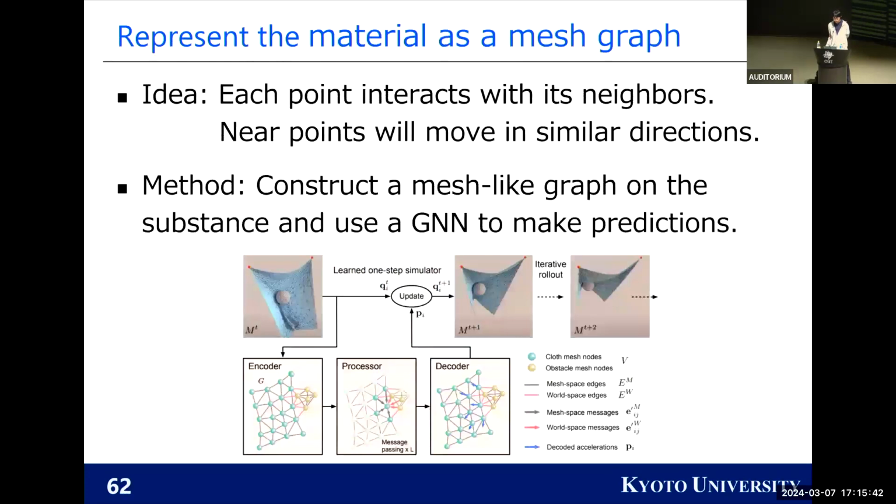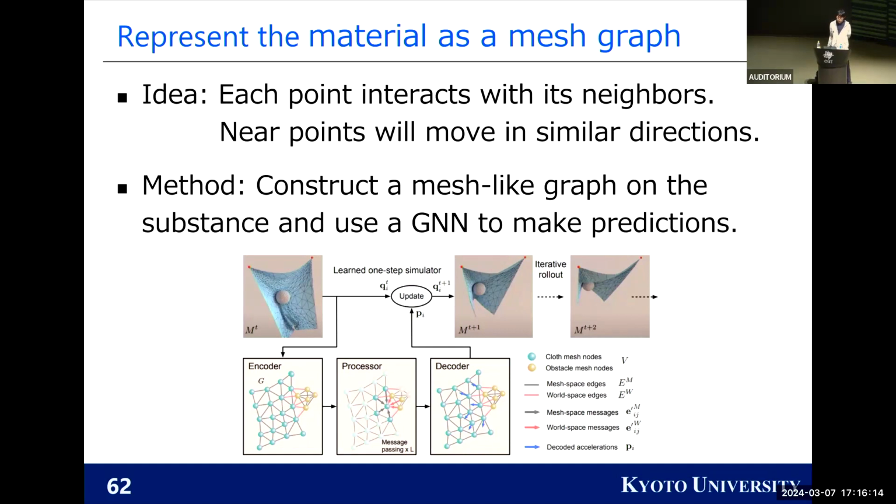And this method represents the material as a mesh graph, like the mesh on the cloth. And the idea is that each point interacts with its neighbors. For example, a point in the cloth may affect the surrounding nodes and so on. So this is like the message passing mechanism of GNNs.